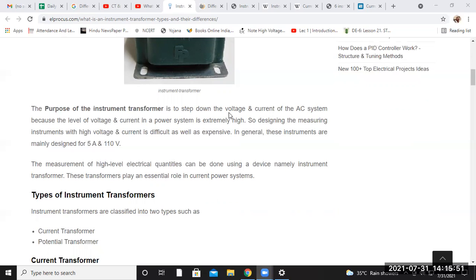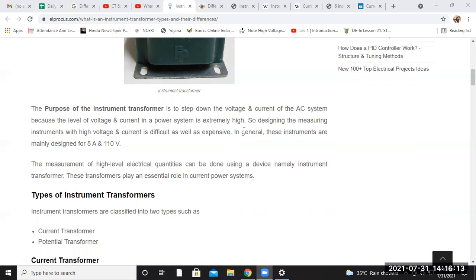That much amount of value is carried by the AC power system. So the instrument transformer is mainly used to regulate that high value of current and voltage into a smaller value. That's why these instrument transformers are designed. Designing the measuring instrument with high voltage and current is difficult as well as expensive.